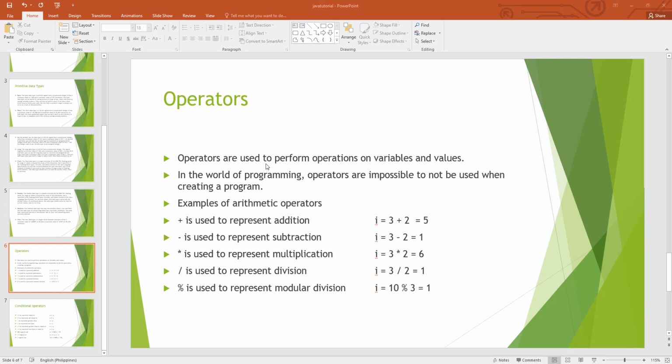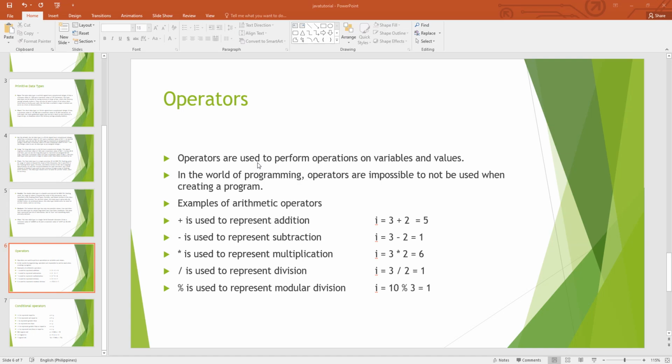Today I'm going to discuss operators in Java. Operators are used to perform operations on variables or values. In the world of programming, if we don't have operators, we couldn't create any program. It's impossible to have a program without using any operators, so operators are very important. They're mostly composed of math and true or false.